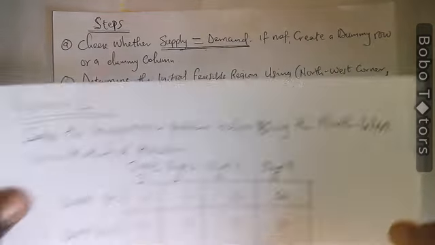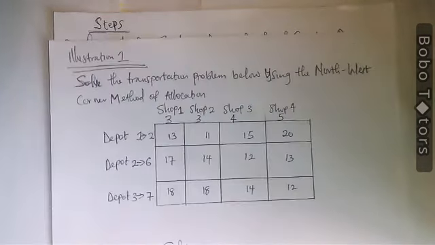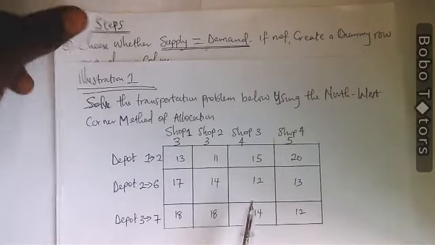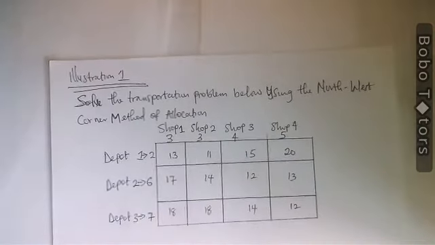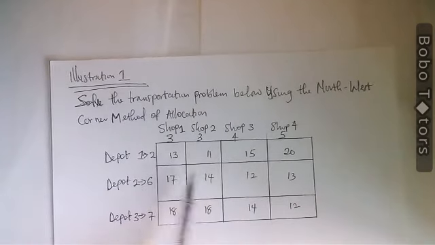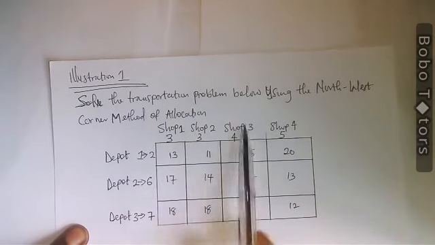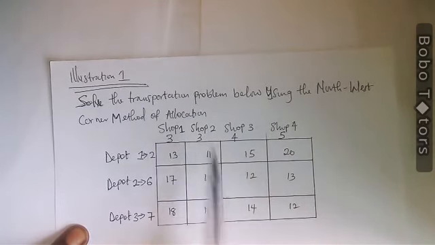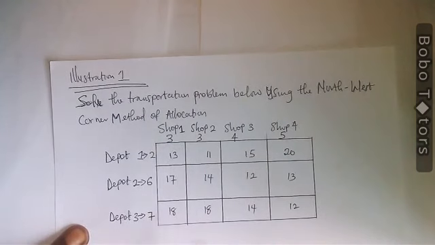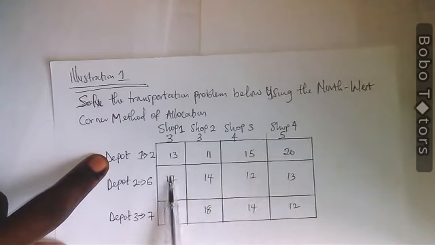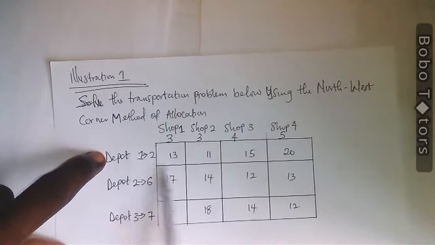Now, illustration. This is a good example of a transportation problem question. These are cells. These are row 1, row 2, row 3, and column 1, column 2, column 3, column 4, and so on. Here you will see these are the costs of transportation in each cell.